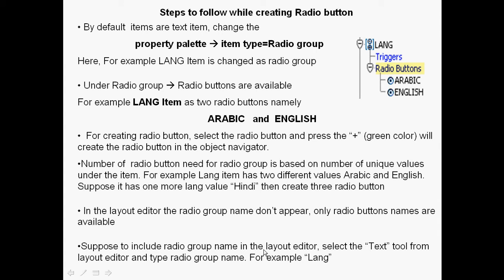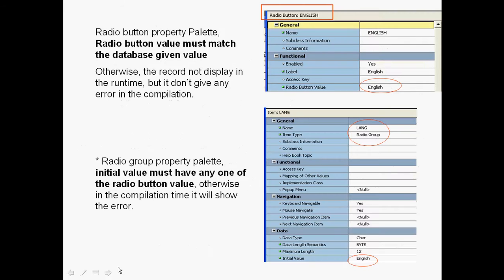Suppose I want to include the radio group name, I will use the text tool in the layout editor. Here for the radio button, what I want to look at is the radio button property sheet. You can see the radio button property sheet. This is the name of the radio button.